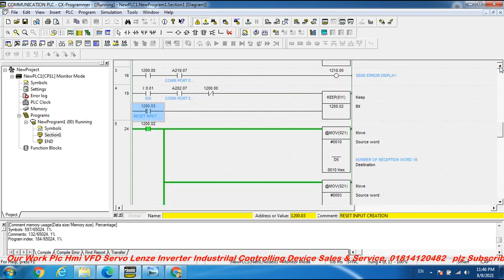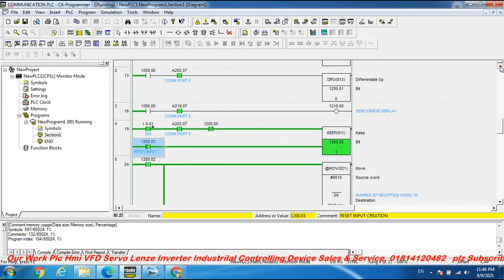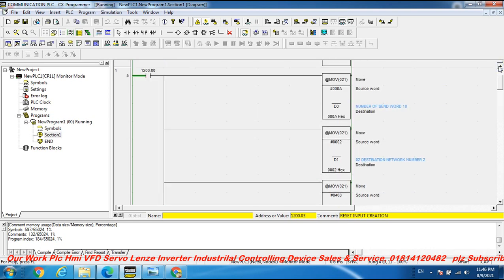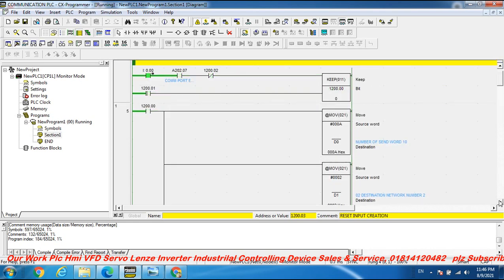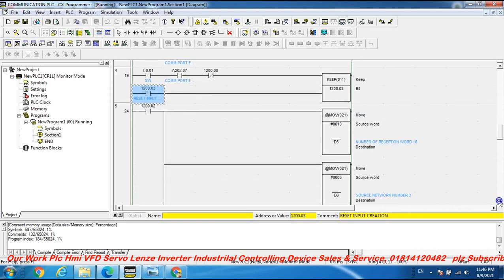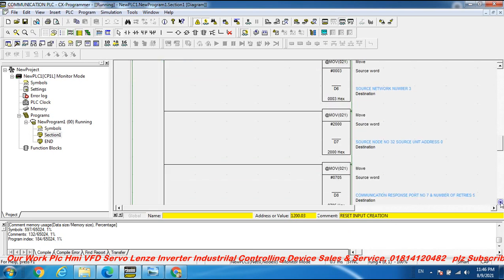The first part is the data transmit, and the second part is the data receive part. I explain all blocks one by one.